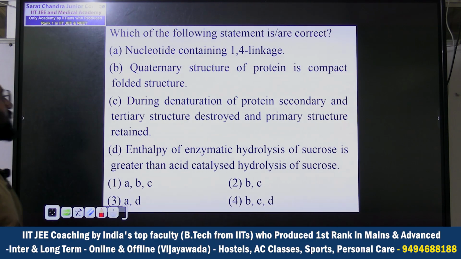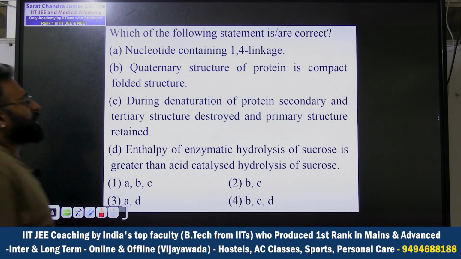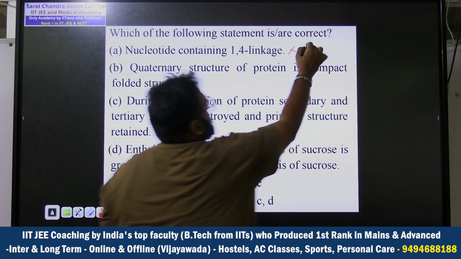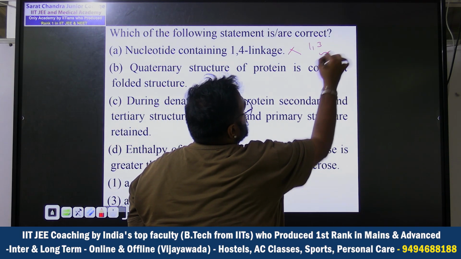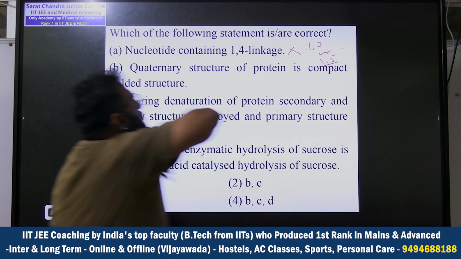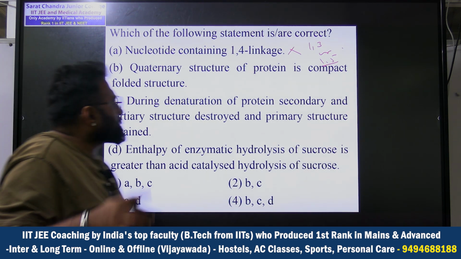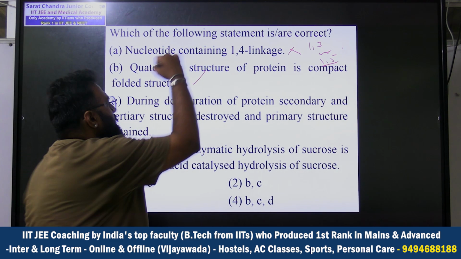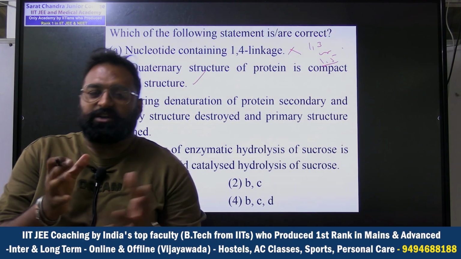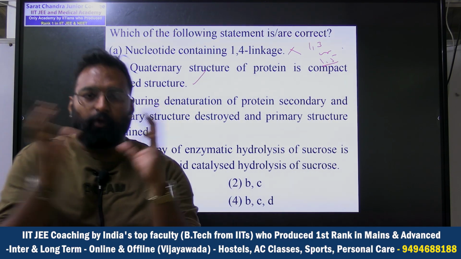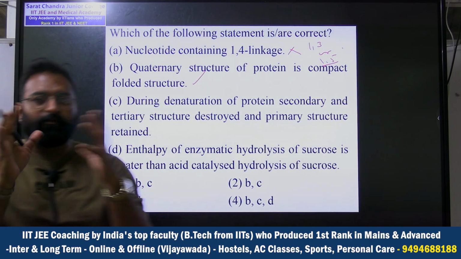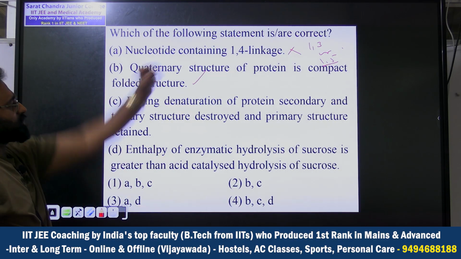Okay, let us go to the next question. Which of the following statements are correct? Nucleotide contains 1,4 linkage. Wrong. It is 1,3 linkage or 1,5 linkage. So the first is incorrect. Quaternary structure of protein is a compact folded structure. Yes, if we see the structure of quaternary protein, it has multiple folds in it. So this statement is true.